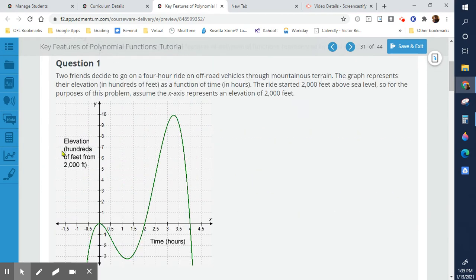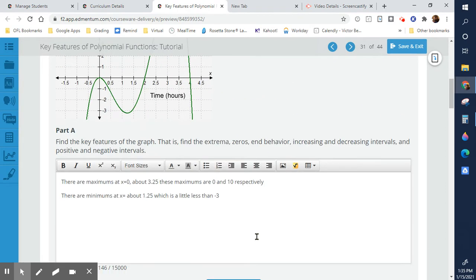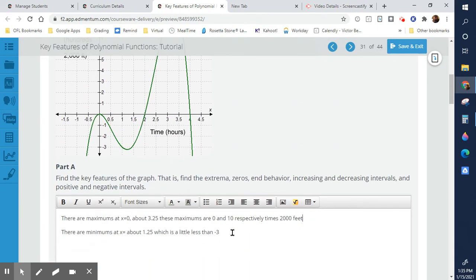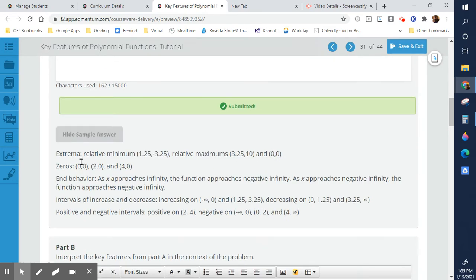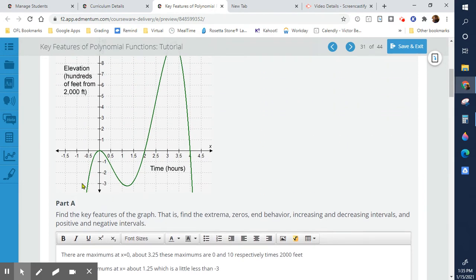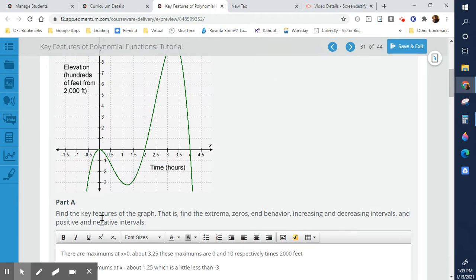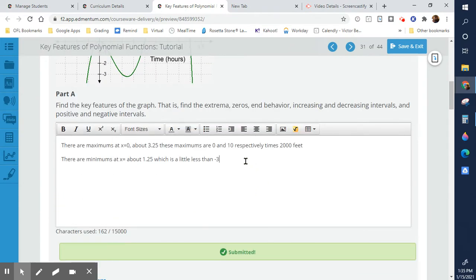And by the way, this is telling us this is in 100 feet. So times 2,000 feet. Just because I feel they didn't do it. So it's about 20,000. So I'm gonna do that. You can see how they wrote it. They wrote them as points. Honestly, it's probably a good idea. And I forgot to put my zeros and my end behavior in.